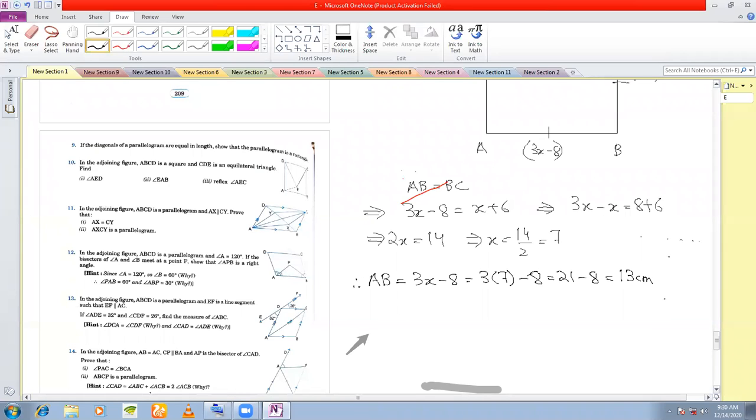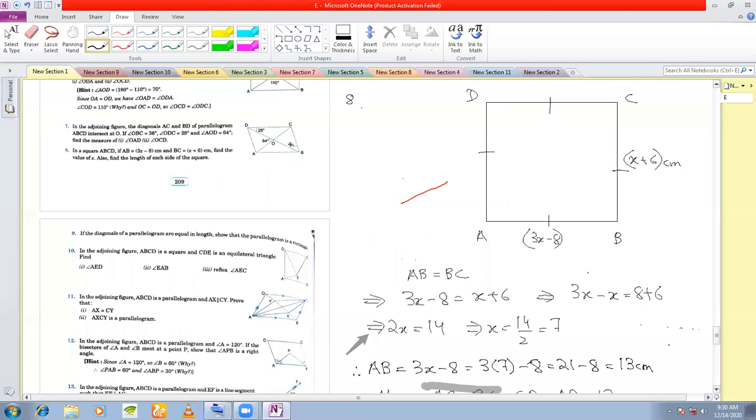And since all the sides of a square are equal, all the sides must be equal to 13 centimeters. AB is equal to BC is equal to CD is equal to AD, which is equal to 13 centimeters. Whether we talk about AB, or BC, or CD, or AD, all the sides here are 13 centimeters.